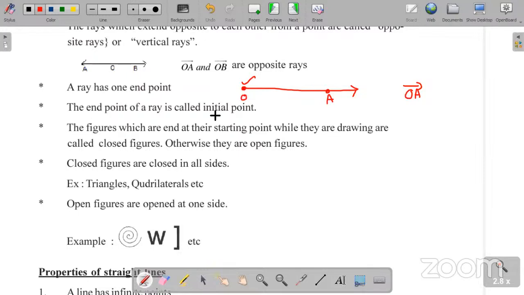The end point of a ray is called the initial point. So for example, this is the ray. O, this is A. This O is called the initial point.